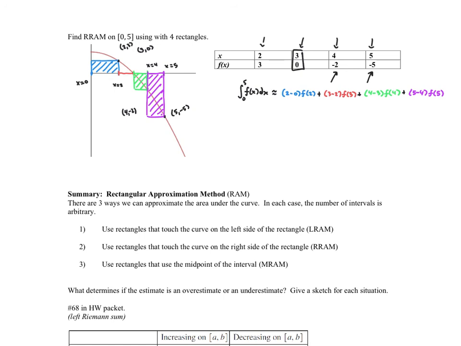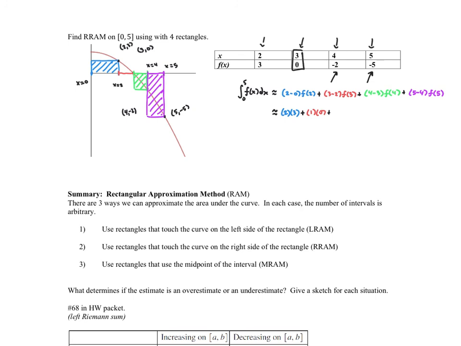Okay, let's do a calculation. 2 minus 0 is 2. Now you'll notice that the widths of each of these rectangles are not all the same. That can sometimes happen, so be prepared for that. F of 2 is 3. Don't make the assumption that you'll always have equal subintervals. Okay, base on the red rectangle is 1, 3 minus 2. F of 3 is 0.